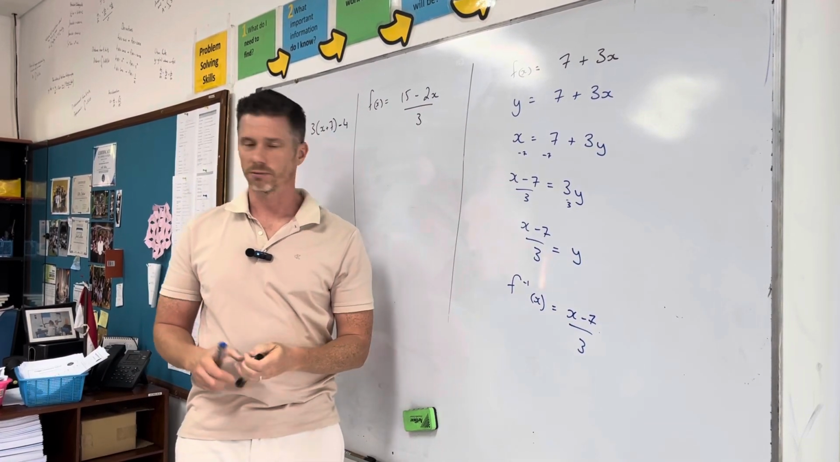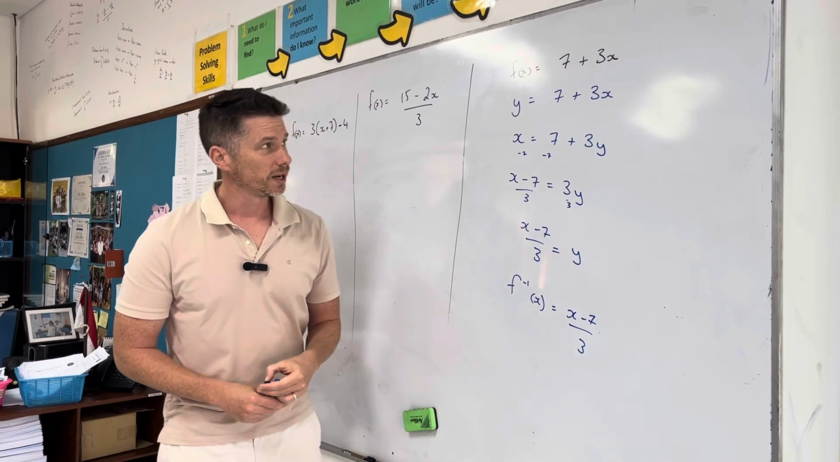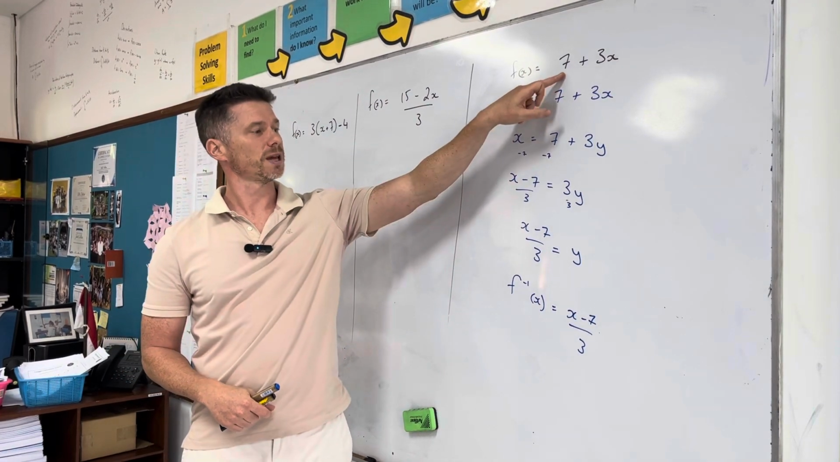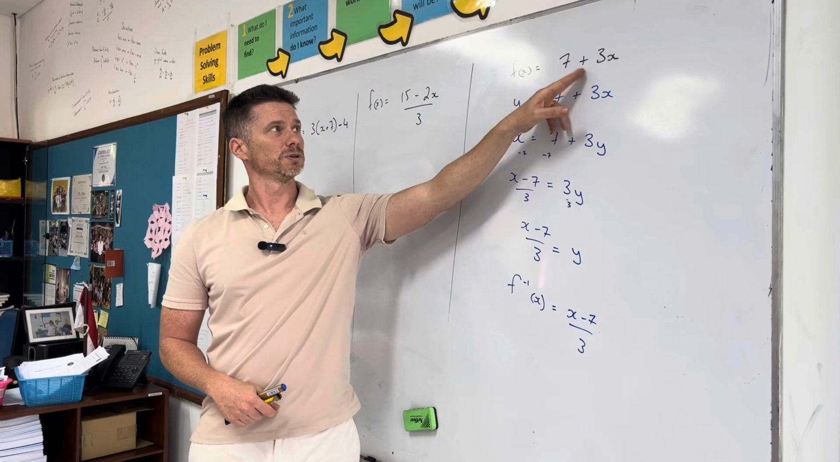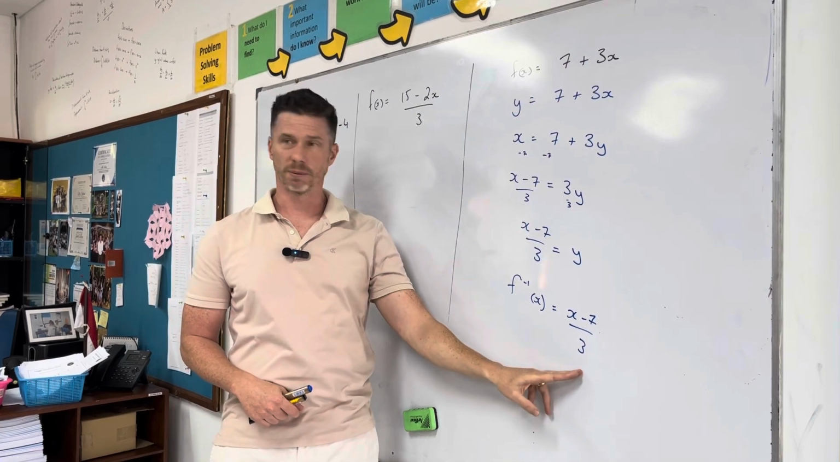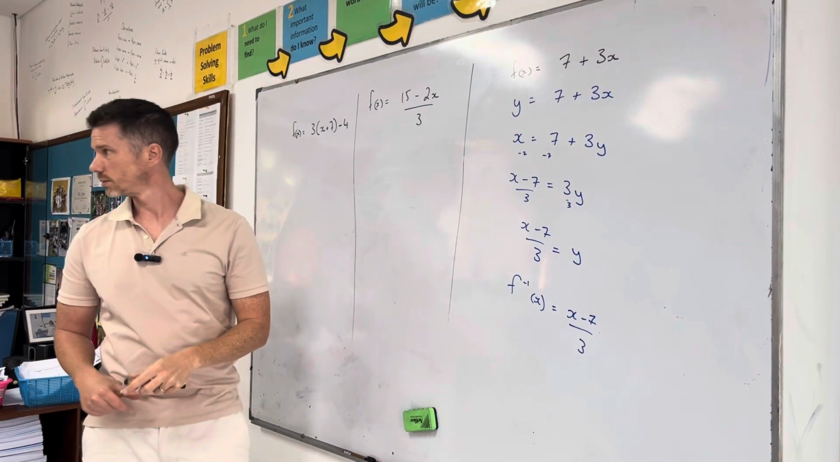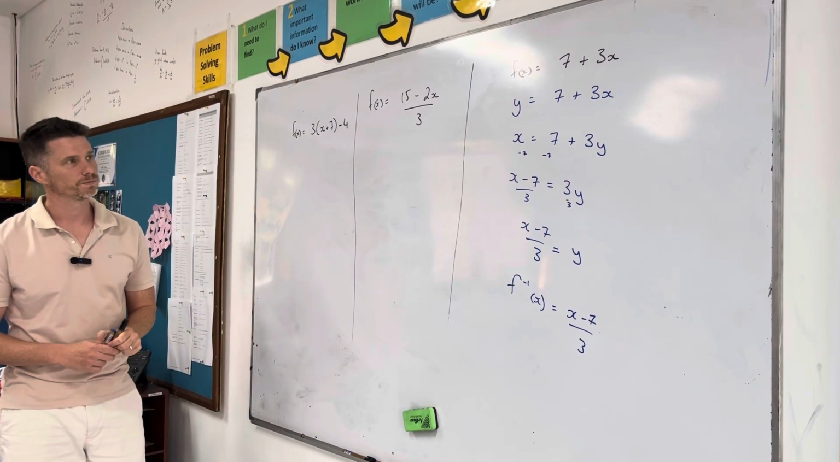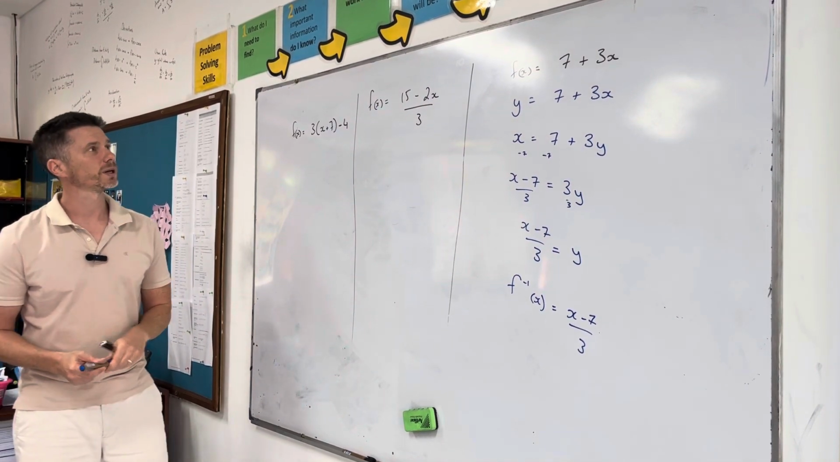And that looks kind of right because in the original, that was a positive 7, now it's a minus 7. That was multiplying by 3, and now I'm dividing by 3. So it's the opposite, total opposite function. Let's do the other ones a little bit quicker.